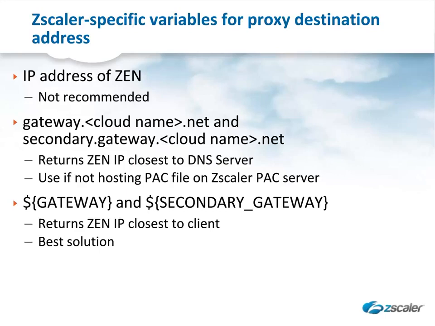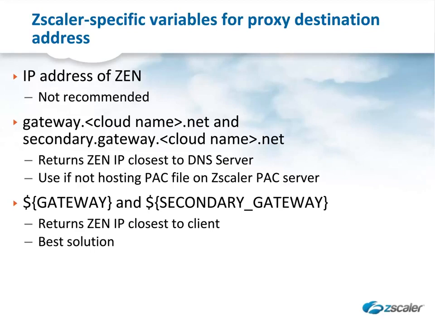In the appliance world, you would simply enter the IP address of the local proxy server. However, due to the globally distributed nature of the Zscaler cloud, it is not recommended to enter IP addresses of ZENs in your PAC file. If you are going to host the PAC file on your own servers, you should use the gateway.cloudname.net and secondary.gateway.cloudname.net hostnames. Using this method will result in ZENs that are closest to the DNS server used by the client.